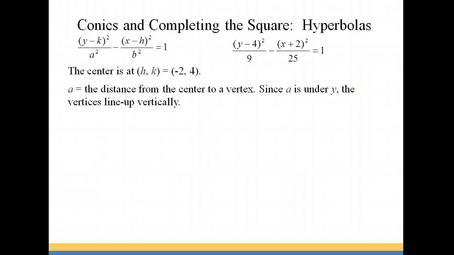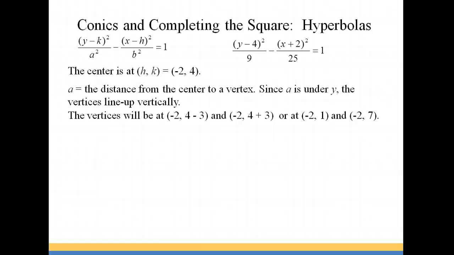a is going to be the distance from the center to the vertex. Since a is under y in this case, the vertices are going to line up vertically. So whichever term is positive indicates which direction it opens. So remember, y is always a vertical movement, x is always a horizontal movement. So if the y is positive, it's going to line up vertically for your vertices. If x was a positive term instead, the vertices would line up horizontally. So the vertices are going to be 3 units away from the center. So we're going to take the center point and move up 3 and down 3. So we end up at (-2, 1) and (-2, 7).